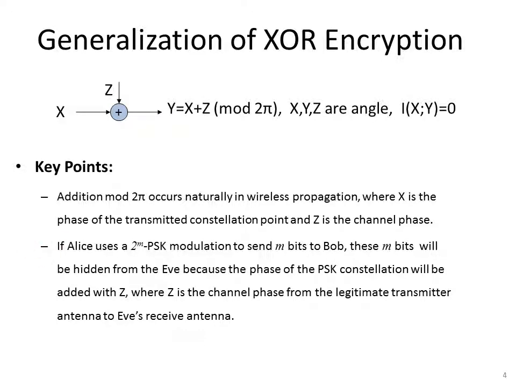The second point is that if Alice, one of the two legitimate parties, uses a 2 to the power of m PSK modulation to send m bits to Bob, these m bits will be hidden from Eve, because the phase of the PSK constellation will be added with Z, where Z is the channel phase from the legitimate transmitter antenna to Eve's receive antenna.